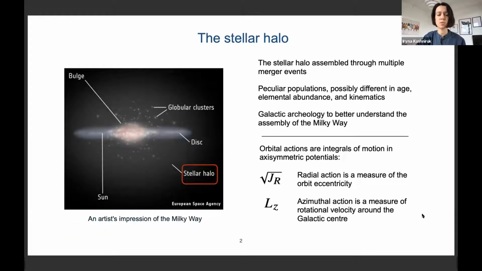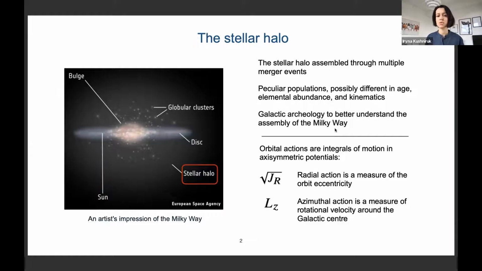And we know that the stellar halo is one of the major structural components of the Milky Way. And we know that it assembled through a large number of accretion events. And in order to trace these accretion events, we need to know kinematics, elemental abundances, ages for as many stars as possible. So methods of galactic archaeology can help us to better understand the Milky Way's formation, and in particular, the formation of the stellar halo.